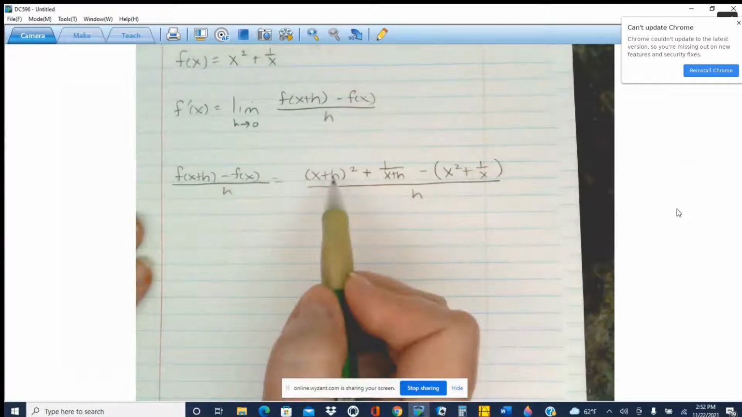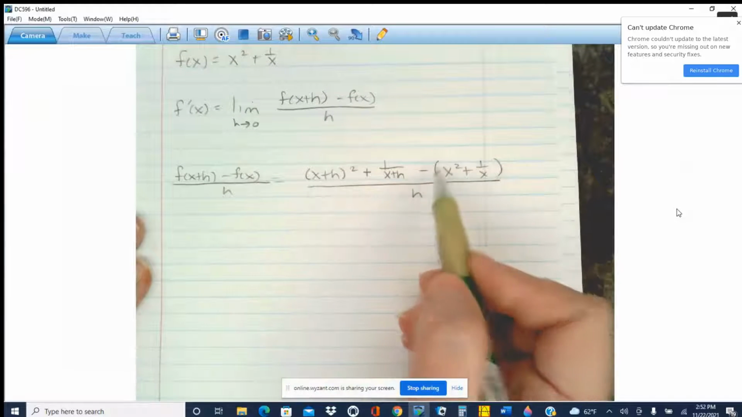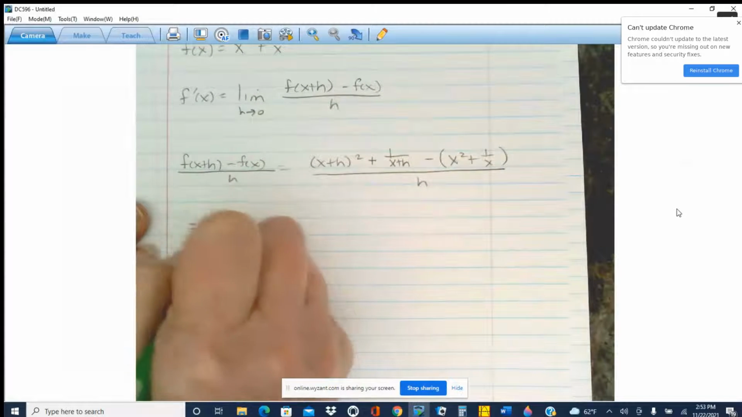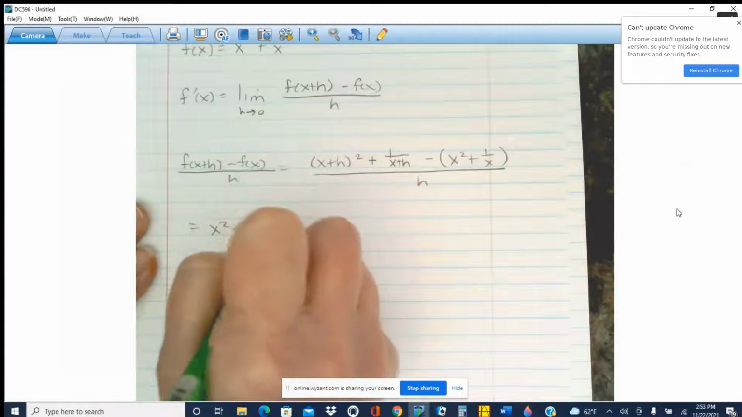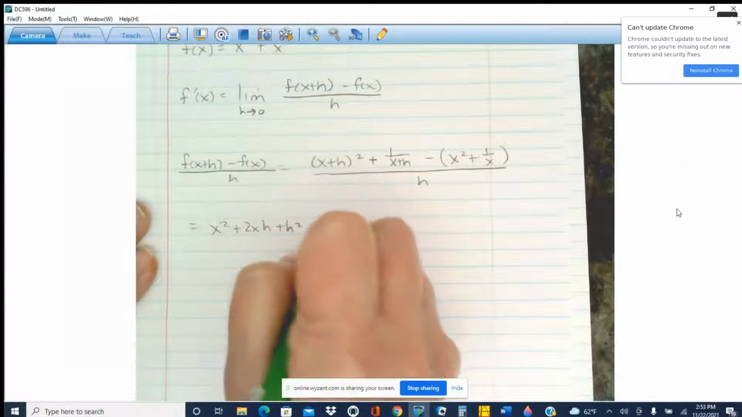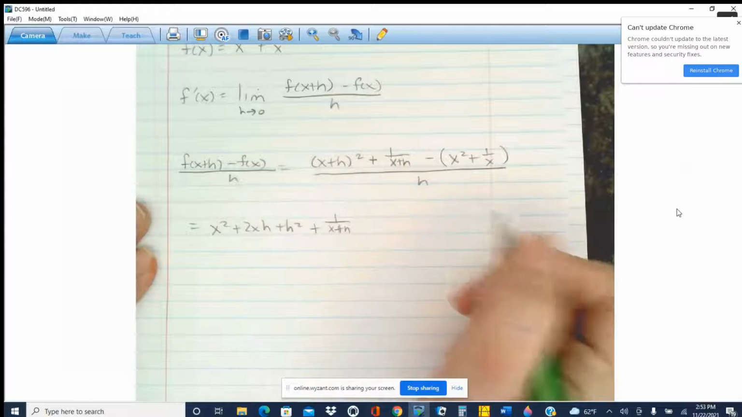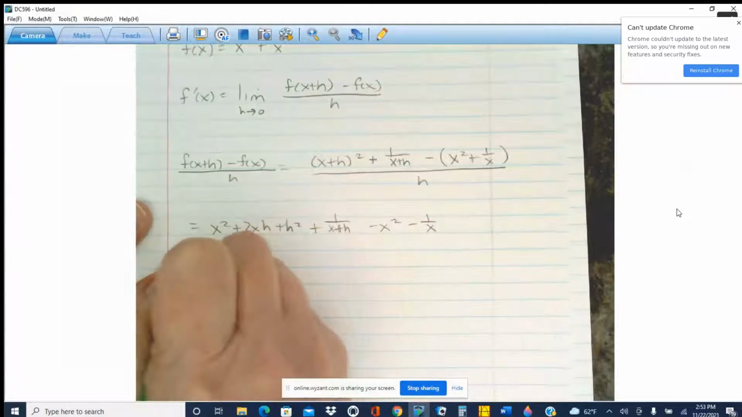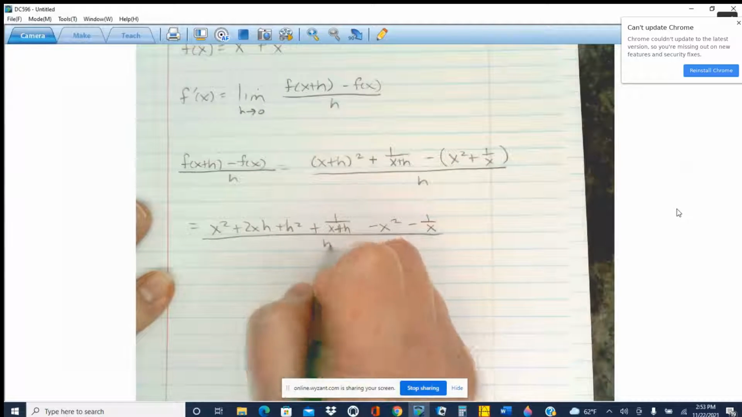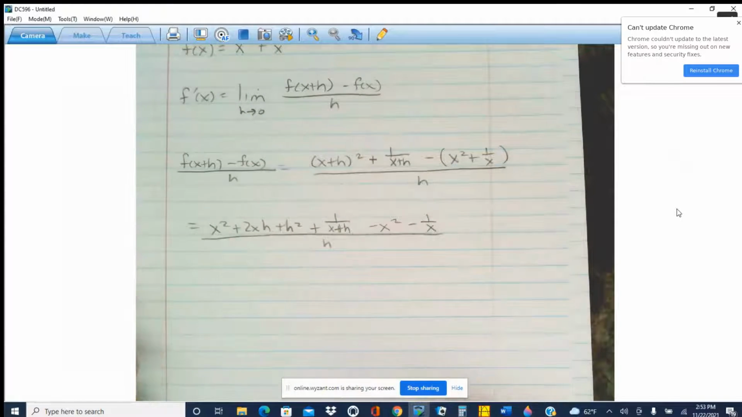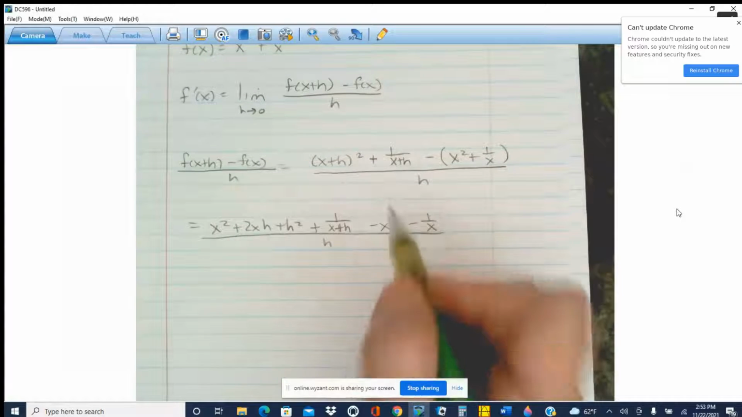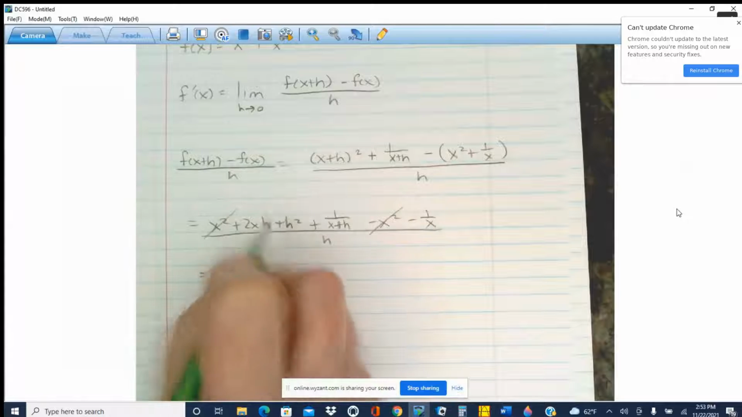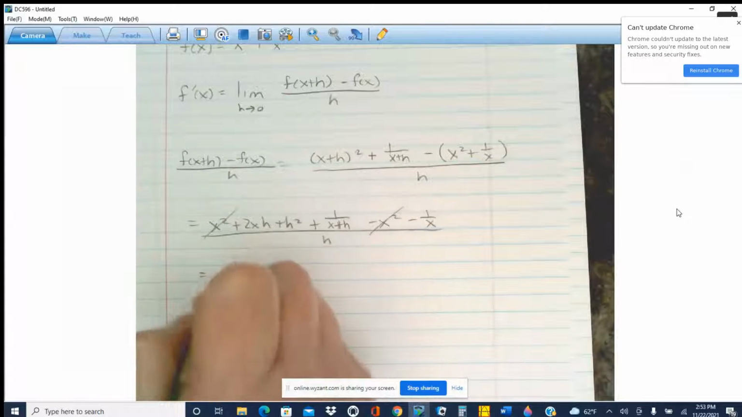Next, we're going to square this binomial out, and we're going to distribute that negative to get x squared plus 2xh plus h squared plus 1 over x plus h minus x squared minus 1 over x all over h. Okay, so now we need to begin to simplify this thing. So the x squares are going to cancel out. I'll get 2xh plus h squared to begin with.